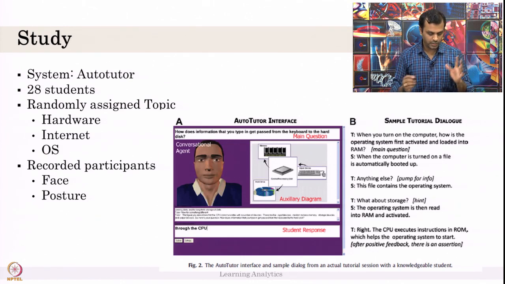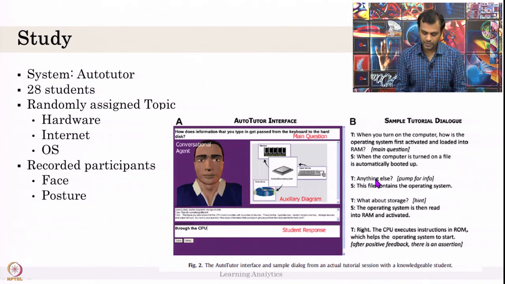So, what Sidney D'Mello and his colleagues did is this: they used a system called AutoTutor. It is a voice-based interaction system where you speak to the system, and based on what you speak, the conversational agent will answer your questions. Here you have to learn topics like hardware, internet, OS. For example, the system asks, when you turn on this computer, how is the operating system first activated and loaded into RAM? The agent is actually a text-to-speech converter, and it speaks.